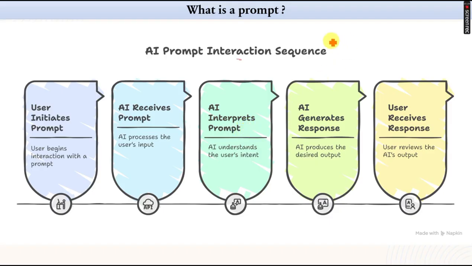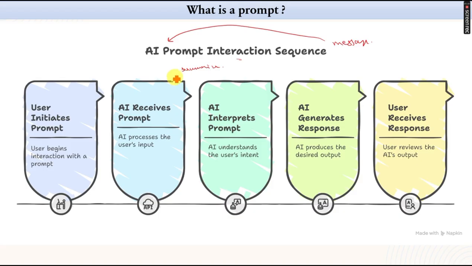A prompt is simply the message or question that a user gives to an AI system to get a specific response. It can be as simple as asking, "What is the capital of India?" or as complex as giving the AI a task to summarize a scientific article in a friendly tone.